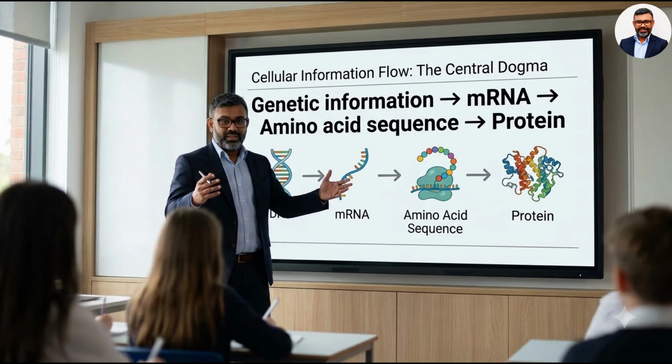Translation is therefore essential because it converts genetic information into functional proteins. These proteins perform most of the important functions inside a cell. To understand how this conversion takes place, we first need to know the roles of the three major types of RNA involved in the process.